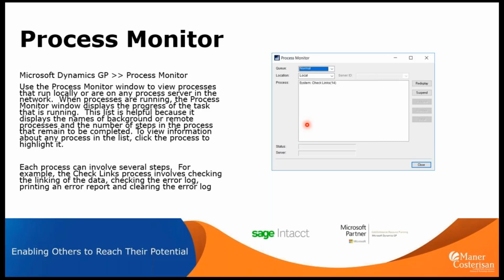And the process monitor will show you whether it's trying to run the report or what processes are preventing it from running. Now, sometimes when people forget to log out of GP, there are processes running from the prior day, preventing other things from opening. When that happens, we help you to then end the task and get back into GP.